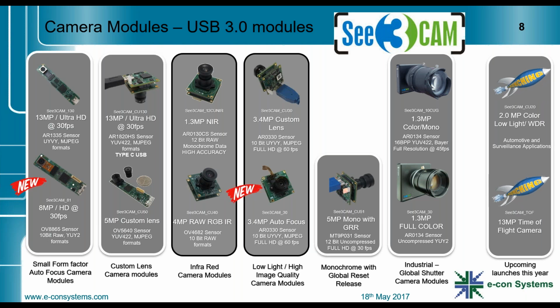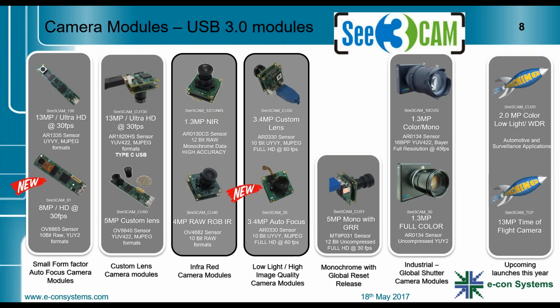And then the C3Cam 81. It's an 8 megapixel camera which can stream HD at 30 FPS. Then C3Cam CU130, which is based on AR1820. It's famous for its pixel size. It has a big pixel size, so you can have more clarity in the pictures. And then one of the popular cameras we have is C3Cam CU50, which is a cost-effective camera.